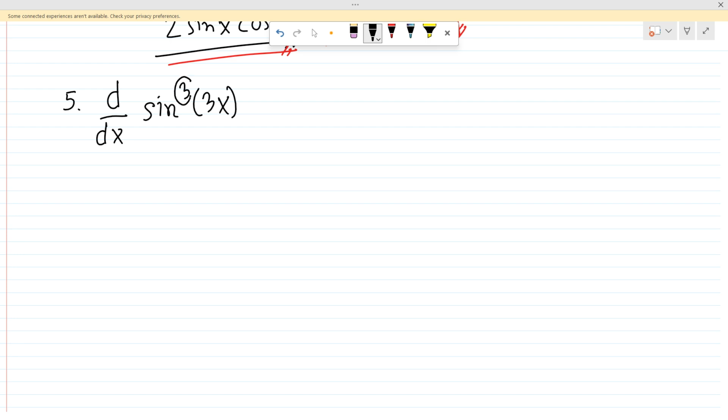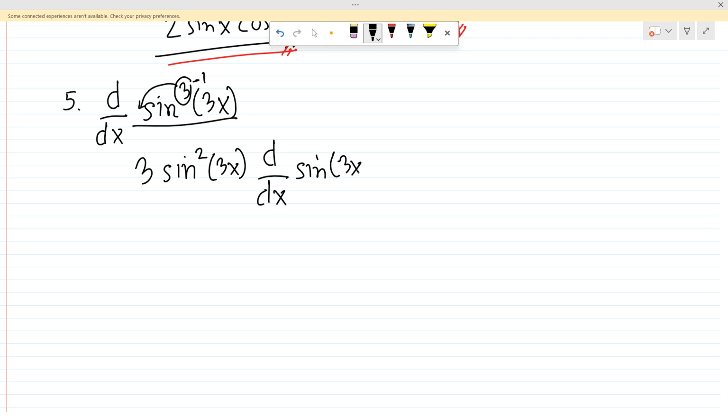Sir, ito pong exponent, ibababa po natin. So that would be 3 sine, then 3 minus 1, so we have here squared. So 3 sine squared of 3x. Then you are going to take the derivative po ng ating pinaka-base, and that would be what? D over dx po ng ating sine of 3x. Can you still follow? Okay, sir.